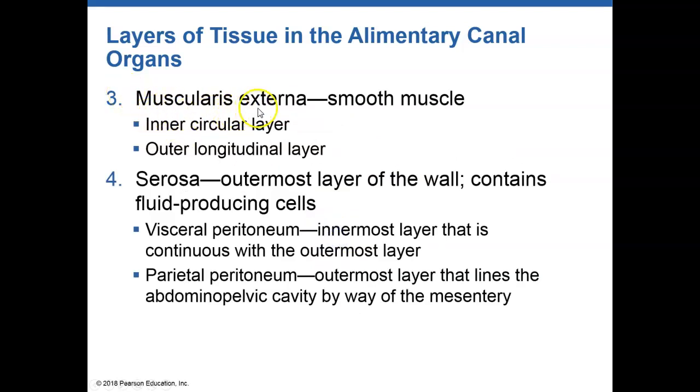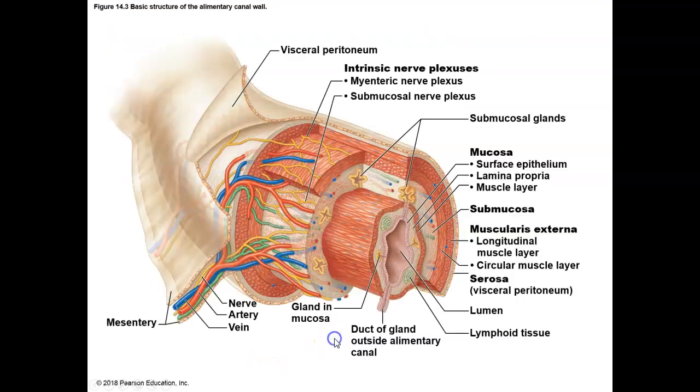The third layer then is the muscularis layer. Muscularis layer has either 2 or 3 layers of smooth muscle, depending on where. So the majority has 2 layers, inner circular and outer longitudinal layer. And then the outermost region is the serosa, which consists of your visceral peritoneum and the parietal peritoneum, so that serous membrane that surrounds all those organs in the abdominal and pelvic cavity.